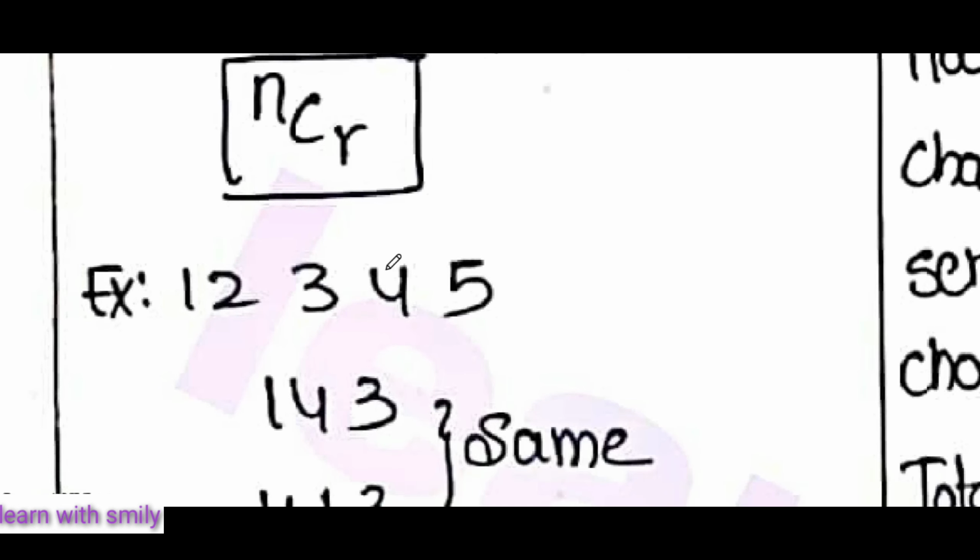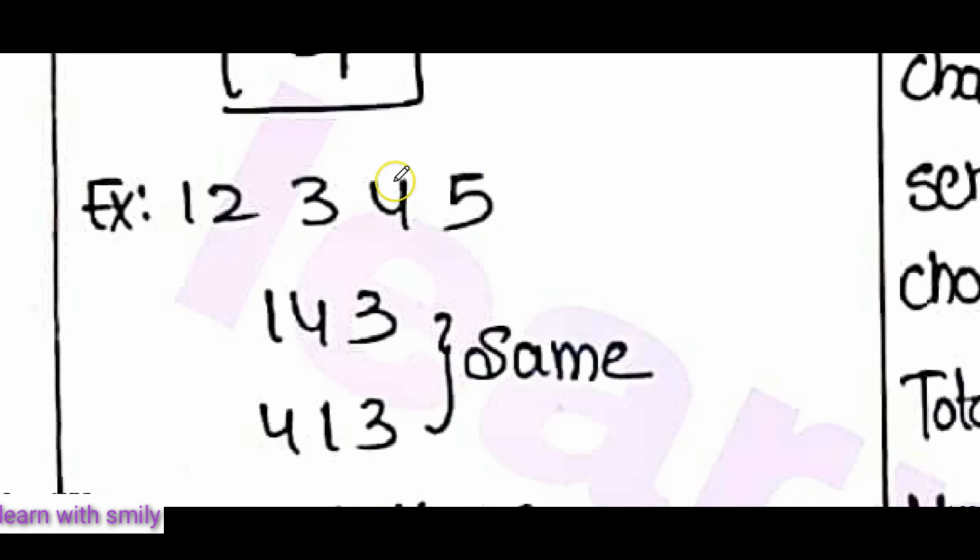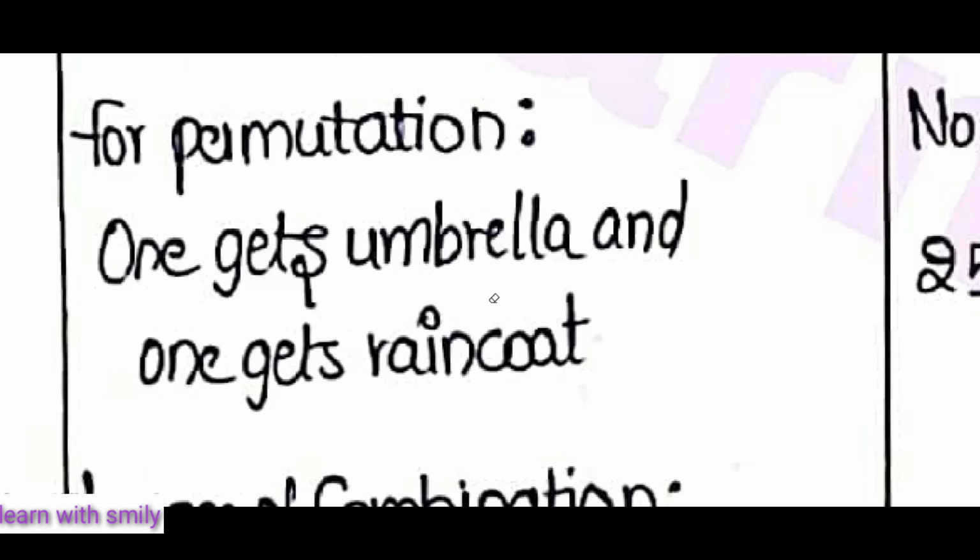Suppose we are taking 5 numbers, 1 2 3 4 5, and they ask you to select 1, 4 and 3. Selecting 3 numbers out of 5 is the combination. So 1 4 3 or 4 1 3 is not different, it is completely the same. It is different when you consider it as a permutation, but as a combination both are the same, because we just need the numbers, not the arrangement.